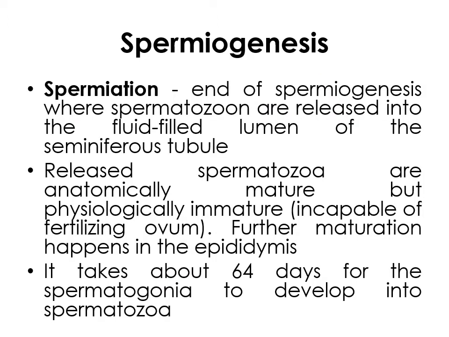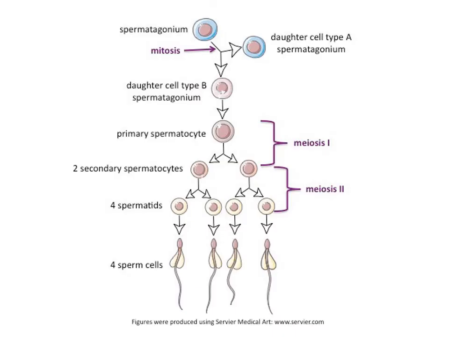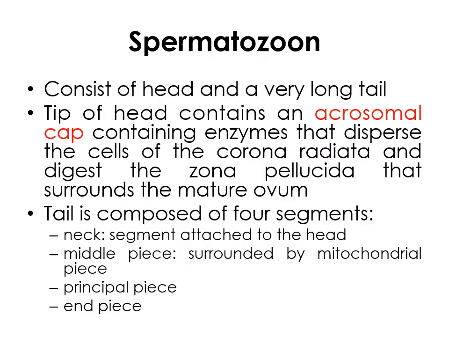Spermiation is the end of spermiogenesis, wherein the sperm are released into the fluid-filled lumen of the seminiferous tubule. It takes 64 days for the spermatogonia to develop into spermatozoa. So that's the process: spermatogenesis, then mitosis, then meiosis 1 and meiosis 2. The end product will be sperm cells.